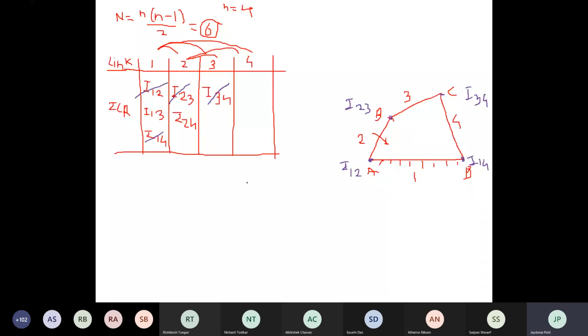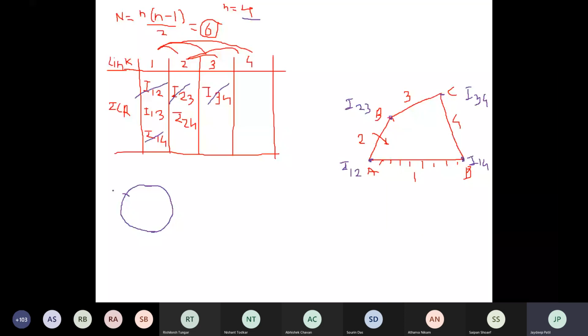First of all, you have to draw a circle, randomly, any radius. Next step, either draw it using a rounder or draw freehand. Next, you have to mark points on the circle equal to the number of links. How many links are there here? There are 4 links. You have to mark 4 points.